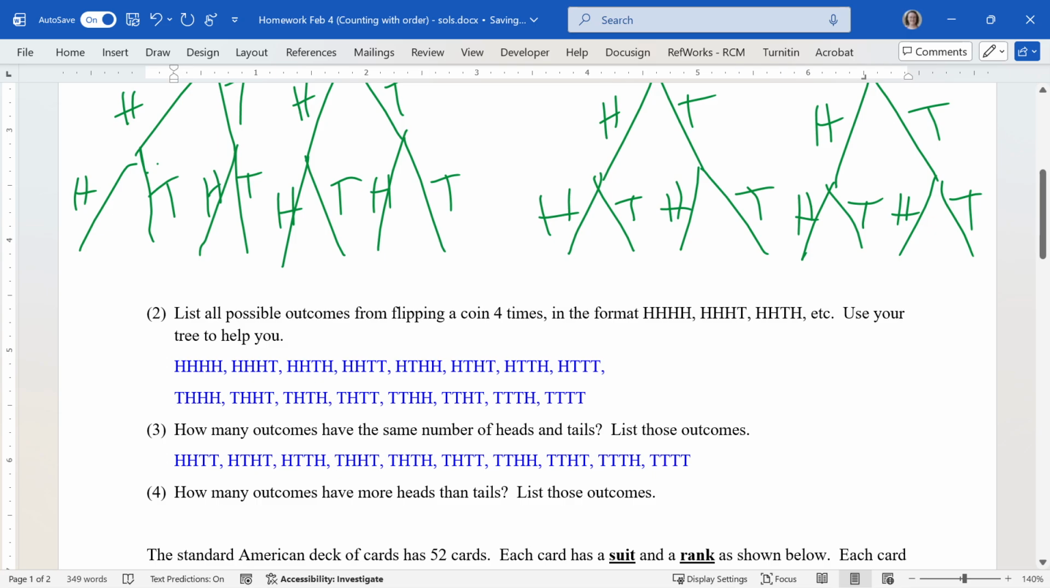Nope, not that one. This one's good, this one's good. This one, no. No, no, no. Okay, so I found these 6.